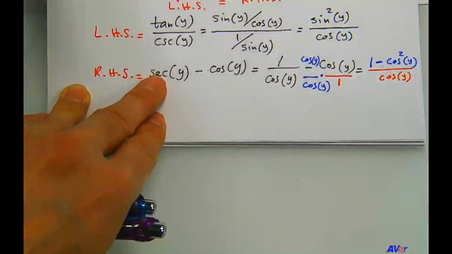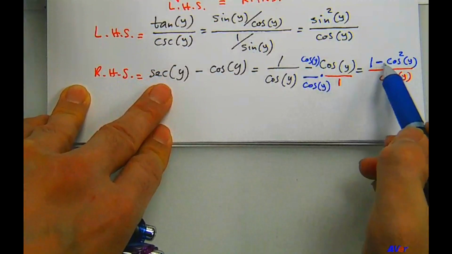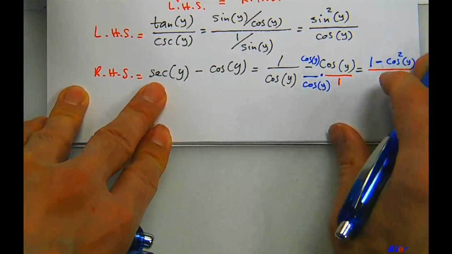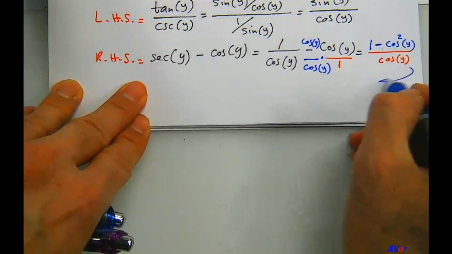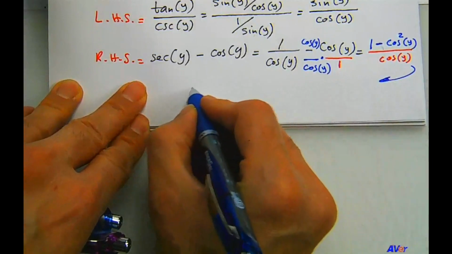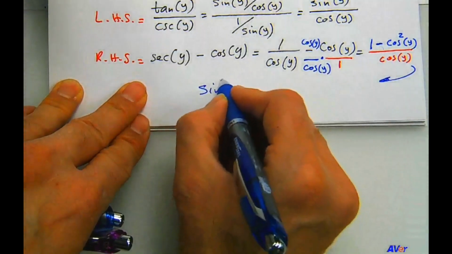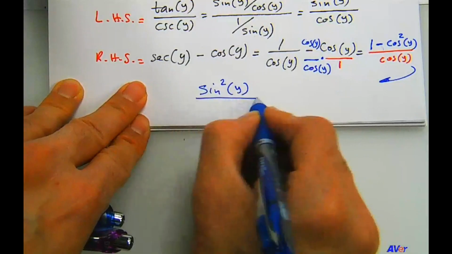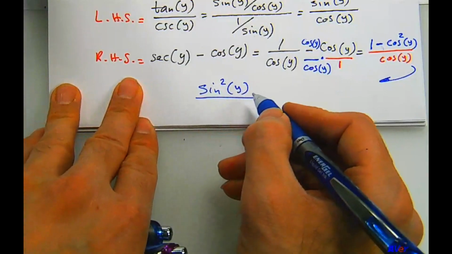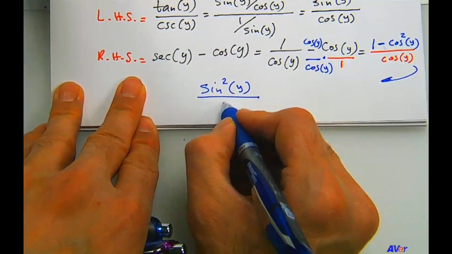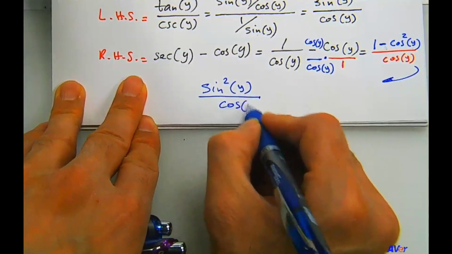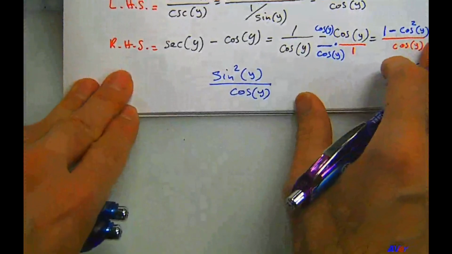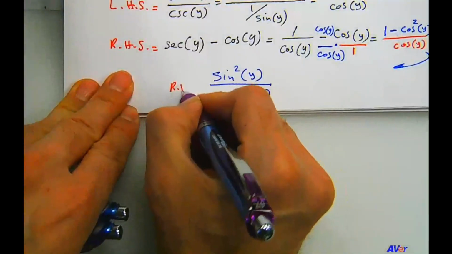So instead of 1 minus cosine squared x, we ended up with sine squared x. So we're going to do the same thing here. Instead of 1 minus cosine squared y, we're going to end up with sine squared y over cosine of y. And this is the right-hand side.